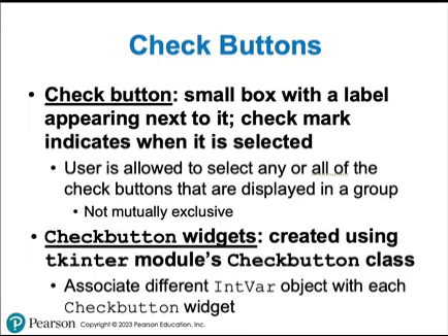Now, check buttons are very similar. They are represented as square boxes, and you are allowed to pick any or all, which means they're not mutually exclusive. So you can have one or more checkboxes checked. So a checkbox might be, hey, I'm creating a pizza. Here's a list of 10 different toppings that you can put on your pizza. Check the box next to each topping. And then when you retrieve that information, it's going to retrieve all the ones you have selected so that you can do whatever you need to do with your list of toppings.